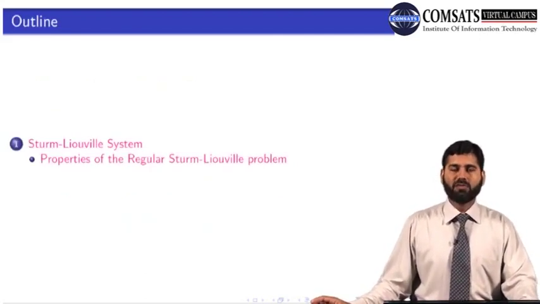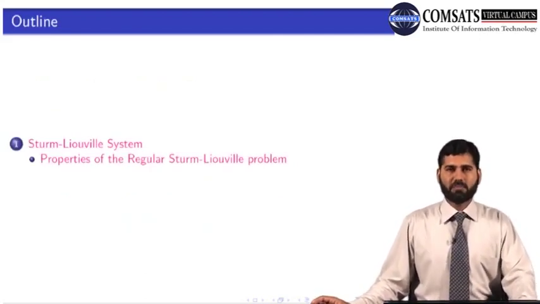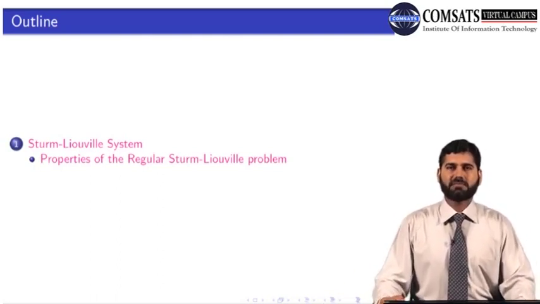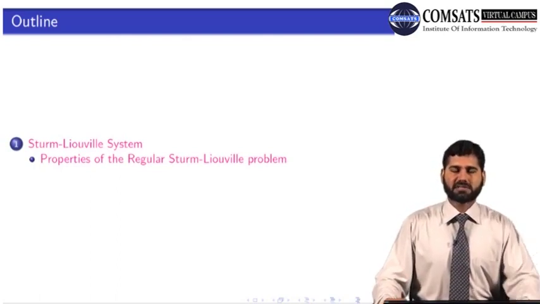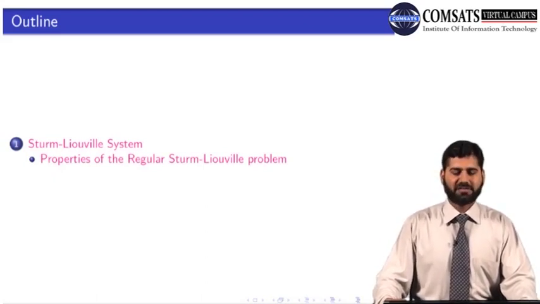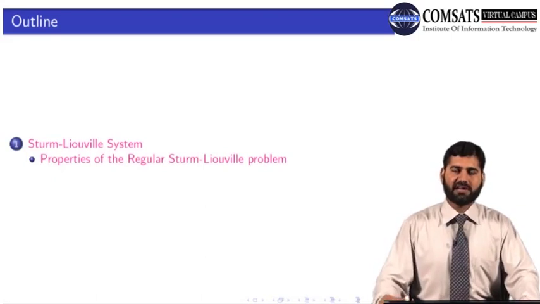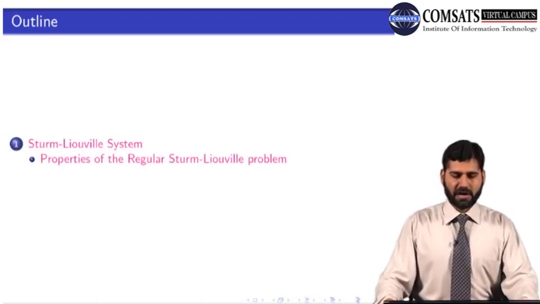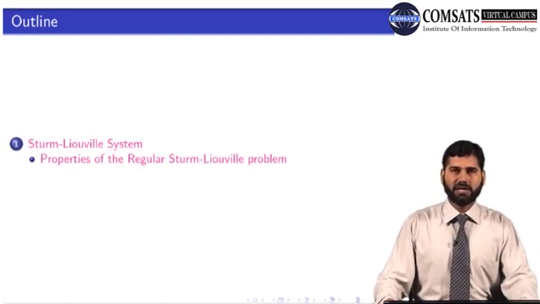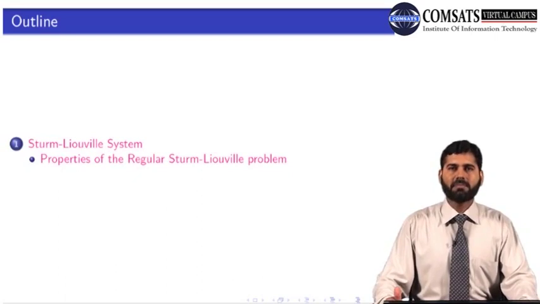Today we are moving on to a very important problem. Basically, this is called a Sturm-Liouville problem, or Sturm-Liouville system. In short, we can call it the SL problem. S for Sturm, L for Liouville. Two mathematicians created this problem, so it is named after them. We will be doing the properties of the regular Sturm-Liouville problem.